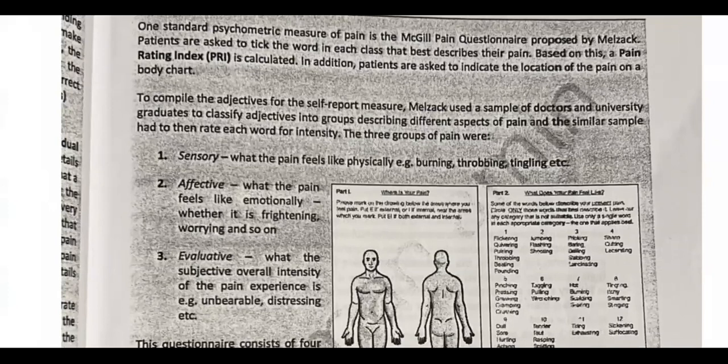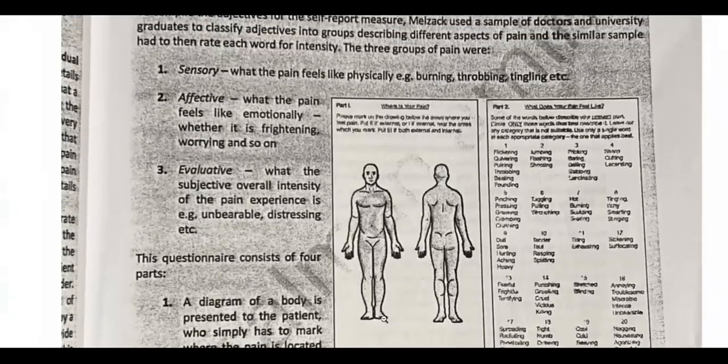So in effect, sensory would be: is it burning? Is it electrically shocking you? Is it throbbing? Is it tingling? Is it tickling? Affective would be: is it worrying you? Is it frightening you? Is it making you anxious? Evaluative would be generally psychologically and physiologically mixed. How is it feeling? Is it unbearable physically and psychologically? Is it worrisome physically and psychologically? So that was the three ways that he asked them to describe the pain.